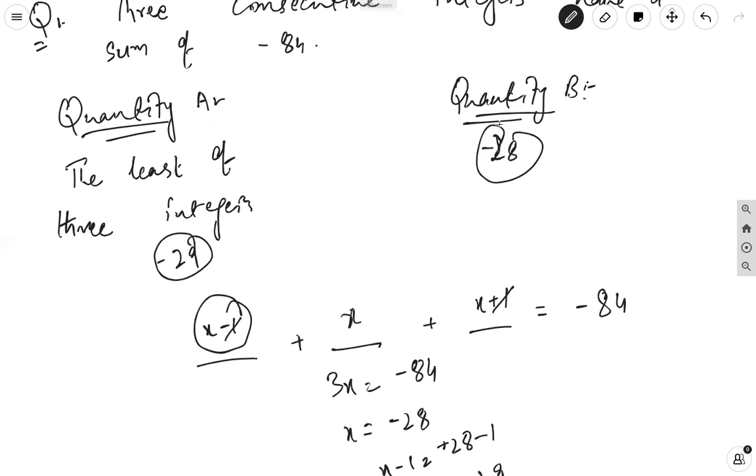Which quantity is greater? Quantity B is greater. Some of you forgot to subtract 1. Only these small things can change the whole question. So be cautious.